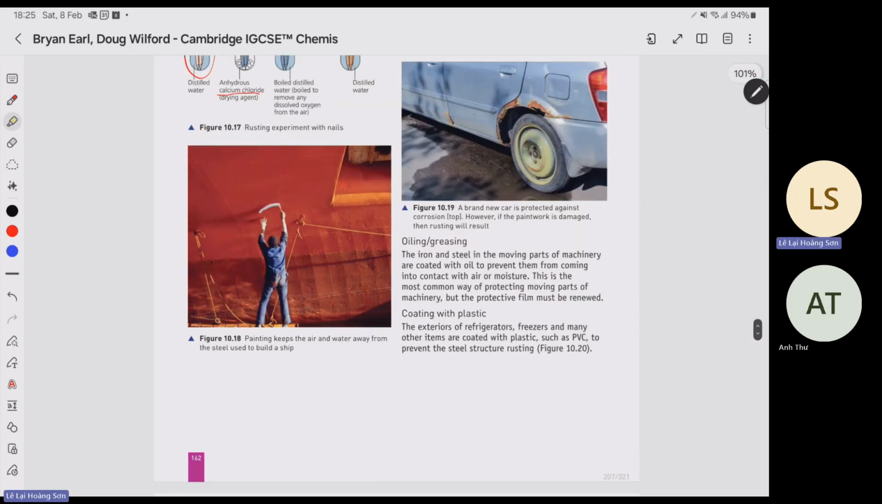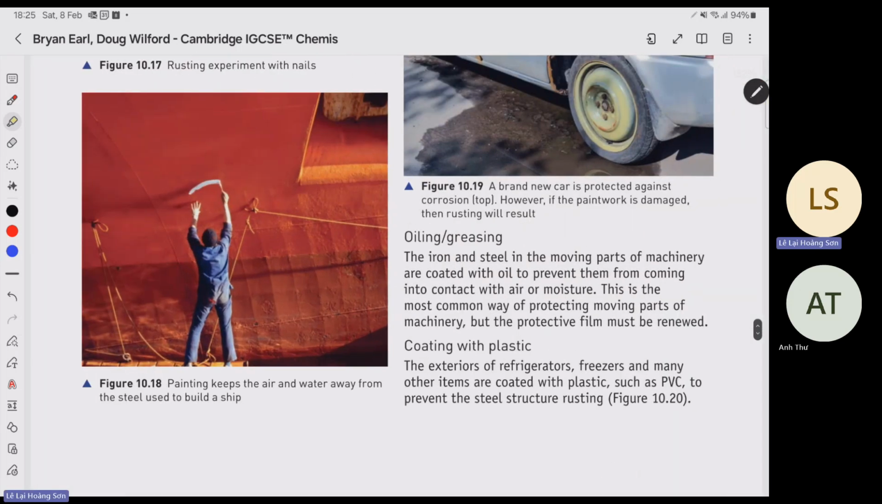All right, you can see that people usually paint the ship a lot, right? Because the ship is usually made up of iron, and we need to paint the ship regularly to make sure that we isolate the ship, the iron part, from the air. Okay, and for the ship, you're gonna see that we actually have many different methods at the same time to prevent the ship from rusting. All right, not just painting. Painting is just one of the methods that we use for the ship.